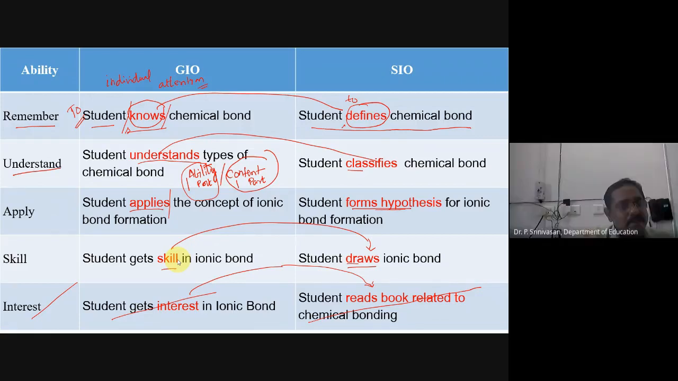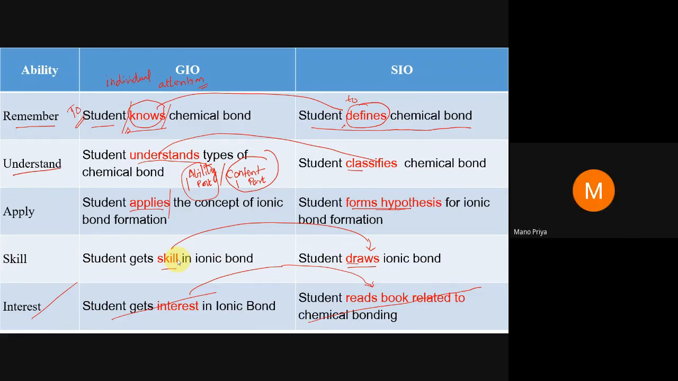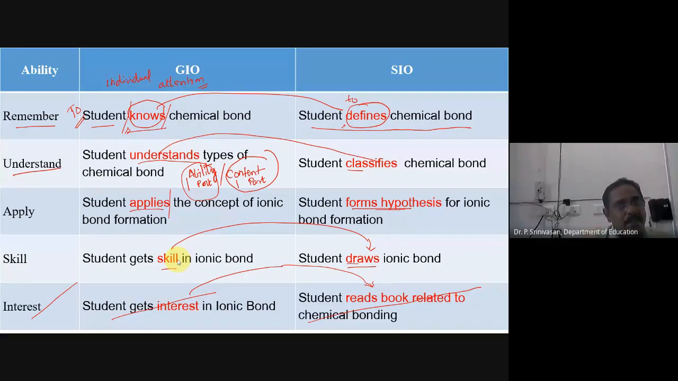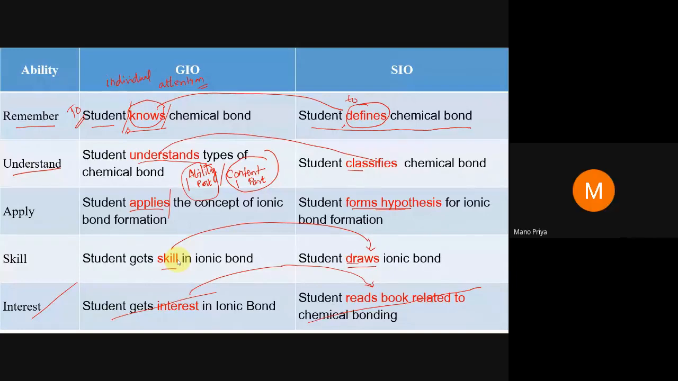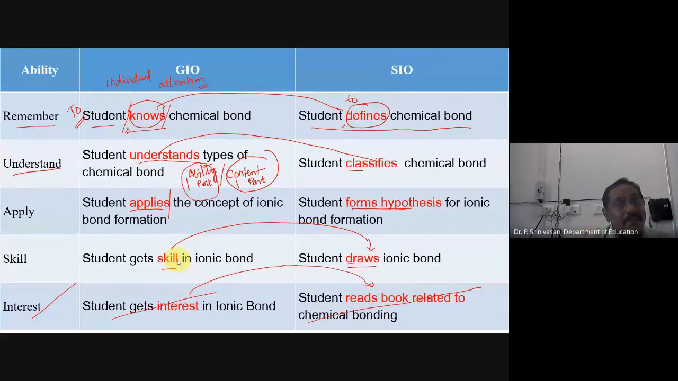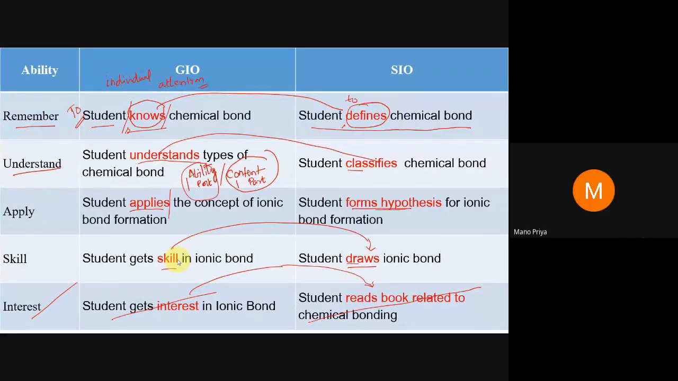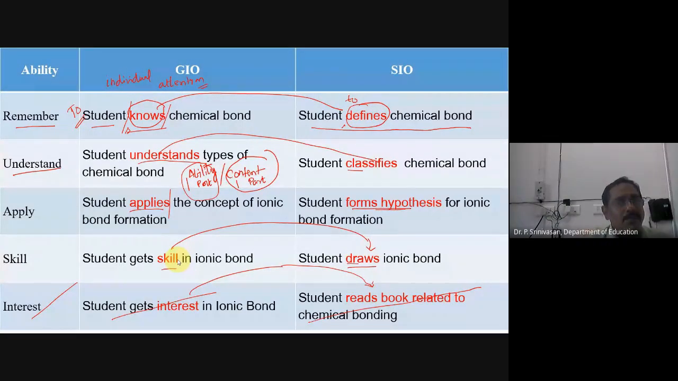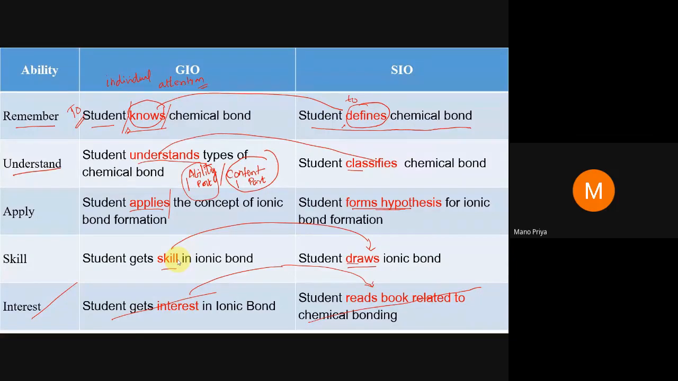If you take remember, it means knows in GIO. If I take SIO, then the term definition should be there, sir. What are the remaining? Any other word we can substitute for difference? List out. Students identifies the type of chemical bond. The word identify can be used. Okay, sir. Okay. Any other point?